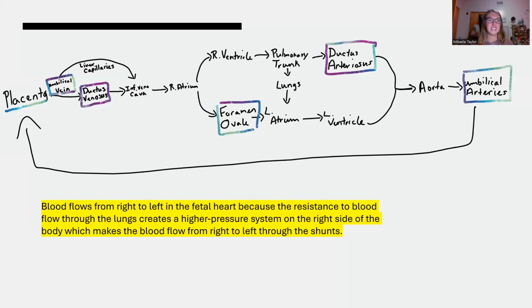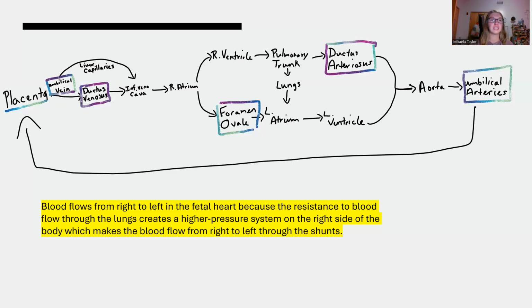So blood flows from the right to the left in the fetal heart because of the resistance to blood flow through the lungs. The lungs are not wanting to accept the blood flow because they're designed for air. It creates a higher pressure system on the right side of the body, which then makes the blood flow from the right to the left through these shunts that are created by the foramen ovale and the ductus arteriosus. So both of those structures are shunts that deliver blood from the right to the left.